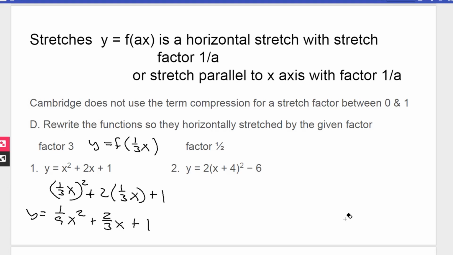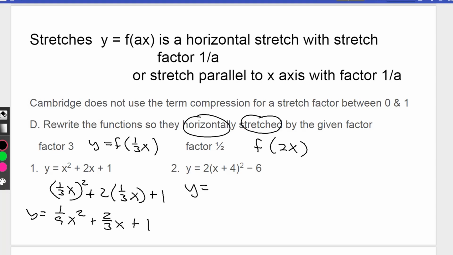If I'm going to do this next one, what I'm going to do is I want to change this. And again, this is a horizontal stretch. So it looks like this. I want to change it by a factor of 1/2. I'm going to multiply every x times 2. So this is going to become y equals 2 times, not x, but 2x plus 4, minus 6.